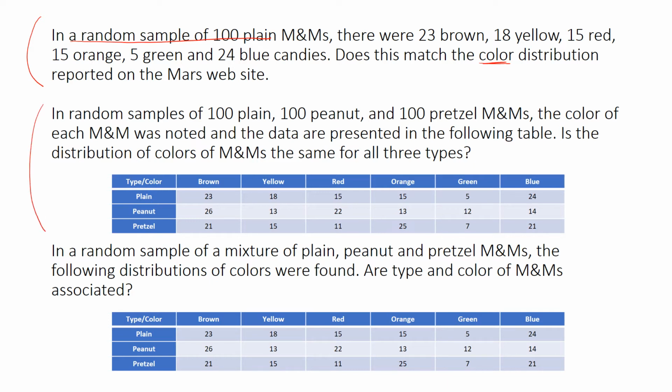Number 2, in random samples of 100 plain, 100 peanut, and 100 pretzel M&Ms, the color of each M&M was noted and the data are presented in the following table. Is the distribution of colors of M&Ms the same for all 3 types? Again, I have just one variable, color, but now I have 3 samples. We had random samples of plain, peanut, and pretzel M&Ms.